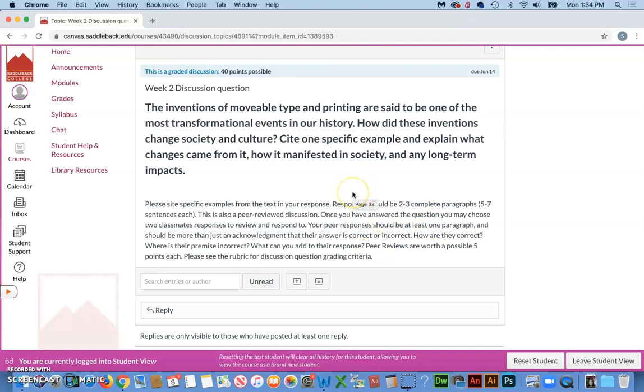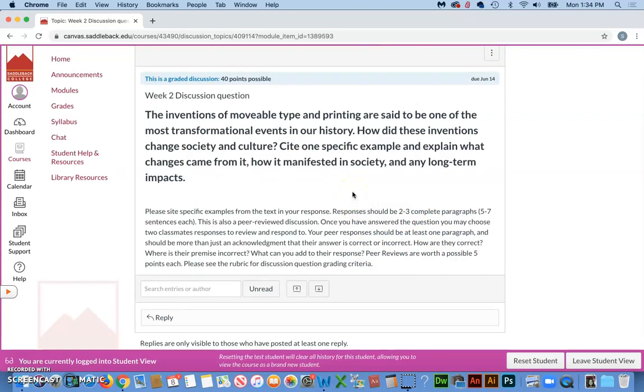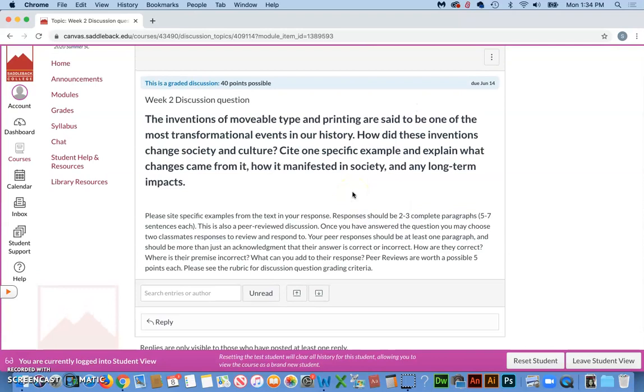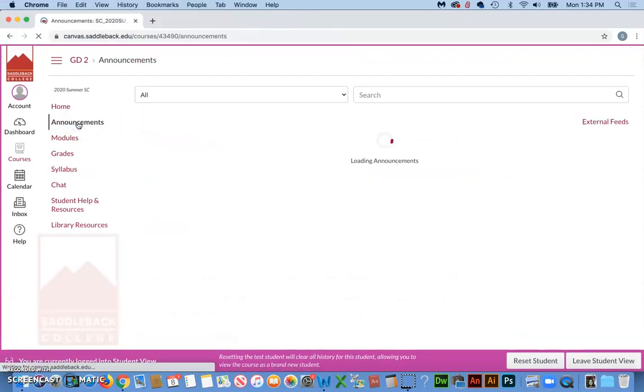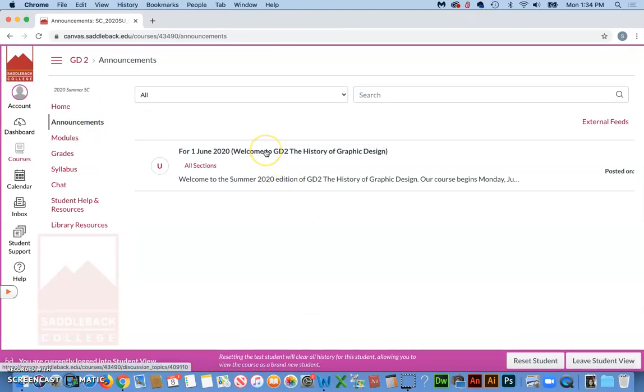but also check the rubric. So there's two ways you can get back and see the rubric week after week. One of them is to go simply to announcements and read the first announcement in here, and the second way would be to go into grades, and at any time you can click on the rubric and the grade like I showed you at the beginning of this video.